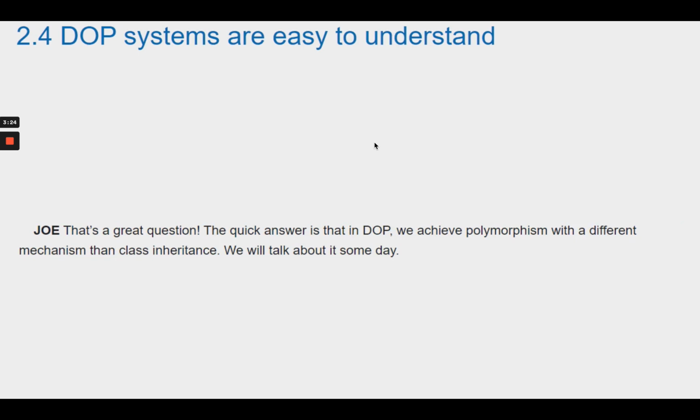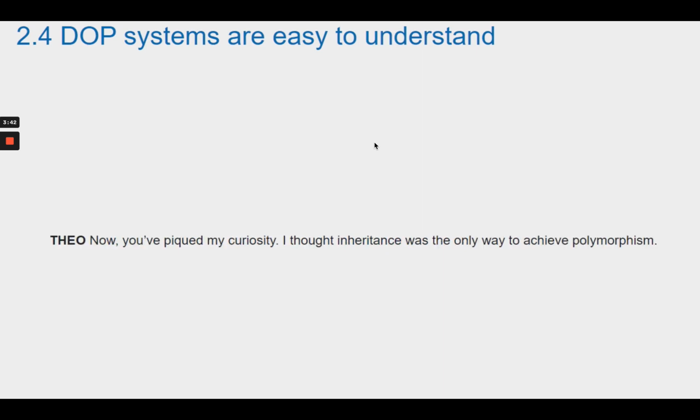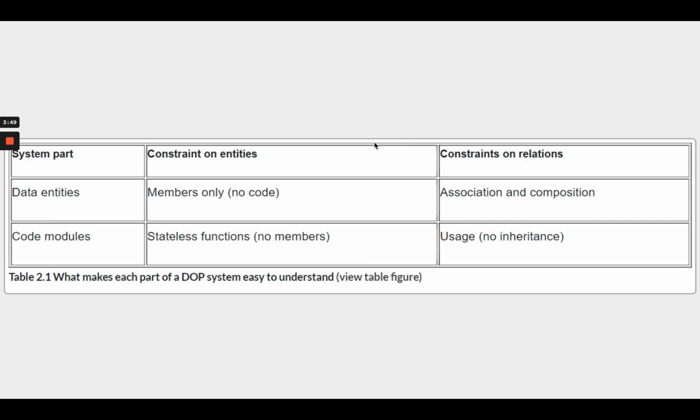Joe: "That's a great question. The quick answer is that in DOP, we achieve polymorphism with a different mechanism than class inheritance. We will talk about it someday." Note: for a discussion of polymorphism in DOP, see Chapter 13. Theo: "Now you've piqued my curiosity. I thought inheritance was the only way to achieve polymorphism."